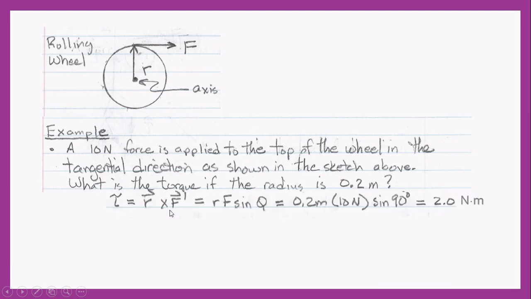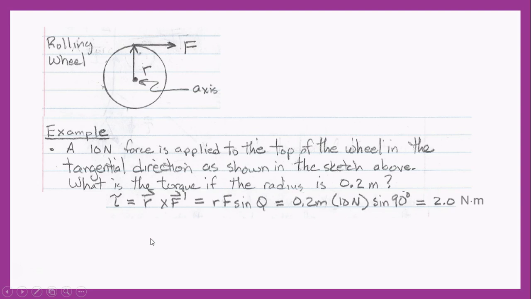We take our equation, we plug in the magnitude of our lever, 0.2 meters, the magnitude of our force, 10 newtons, and multiply it by the sine of phi, which is 90 degrees. And of course the sine of 90 degrees is 1. And so this torque applied is 2.0 newton meters.